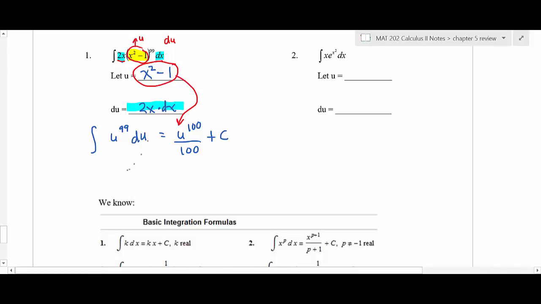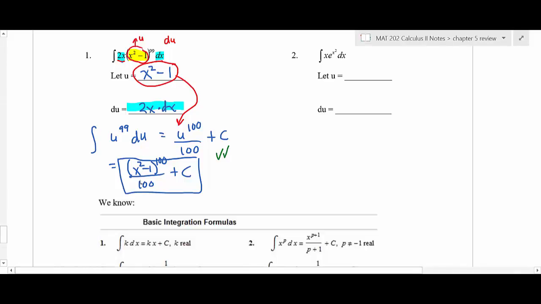So what you would have as an answer is x to the second minus 1 to the 100th, all over 100, plus c. That would be one way to write the answer to the integral like that. Okay? Now, one thing that you want to get in the habit of when you do integrals, unless they're really complicated, is quickly checking the answer and making sure you're right.